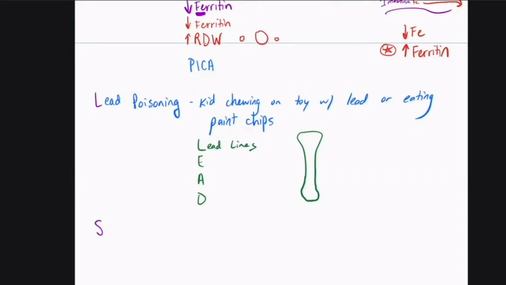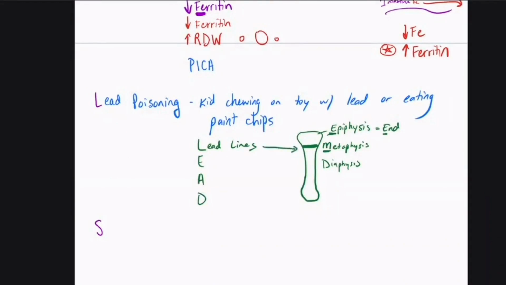How I think about this is the shaft is the diaphysis. The end is the epiphysis, so E for end, E for epiphysis. And then the metaphysis is M, where they meet. So the M is for where they meet, E is for the end of the bone, and D is for the really long part in the middle of the bone. So you get lead lines at the metaphysis.